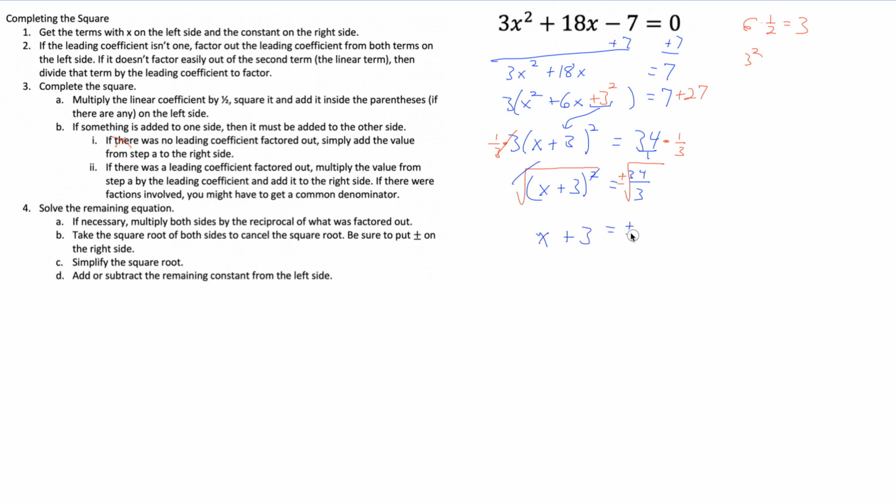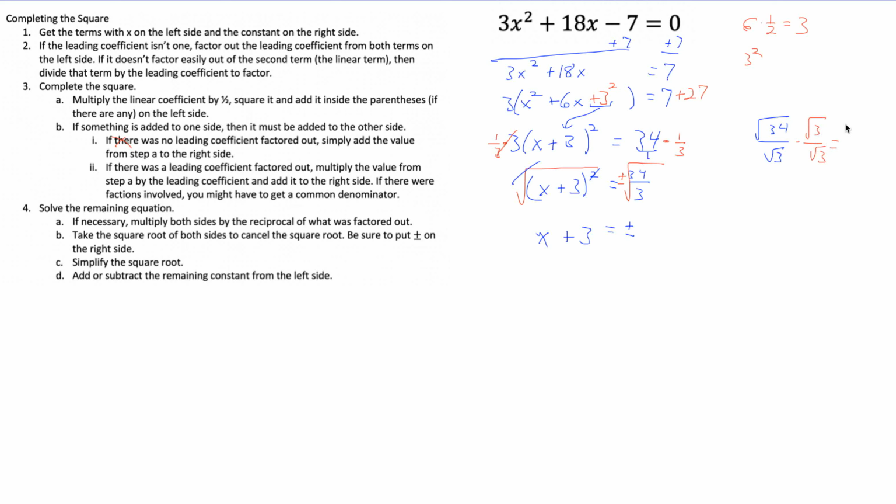We have x plus 3 equals plus or minus, and we need to simplify the square root of 34 over square root of 3, because we can split this up into the square root of the top over the square root of the bottom. 34, we'll think about this. This can't be simplified because this is 2 times 17, and neither of those simplify. What we need to do here, though, we can't have a square root in the denominator, so we multiply top and bottom by the square root of 3.